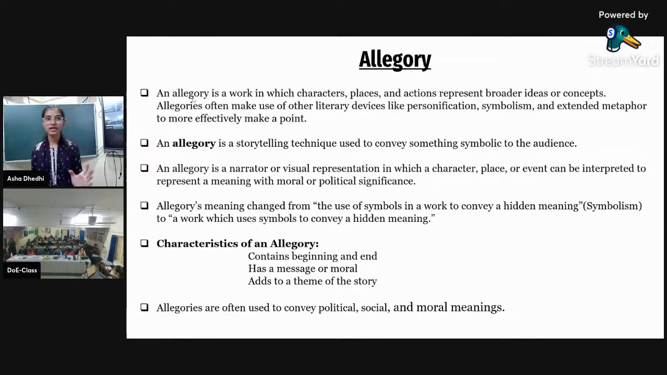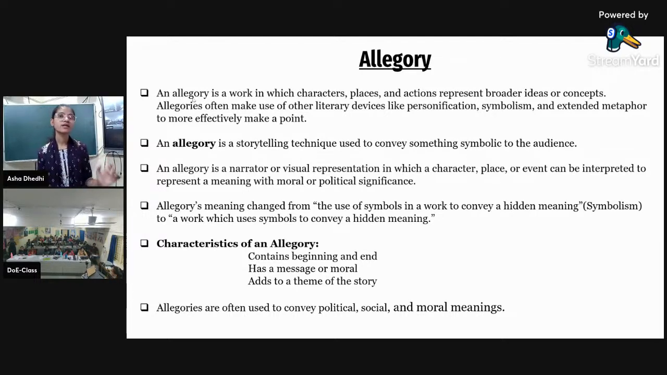So allegory is something which is doing a kind of visual representation of some historical event. It can be of a political event, and it can be a moral story as well. So allegory's meaning has changed from the use of symbols in a work to convey a hidden meaning, to a work which uses symbols to convey a hidden meaning.